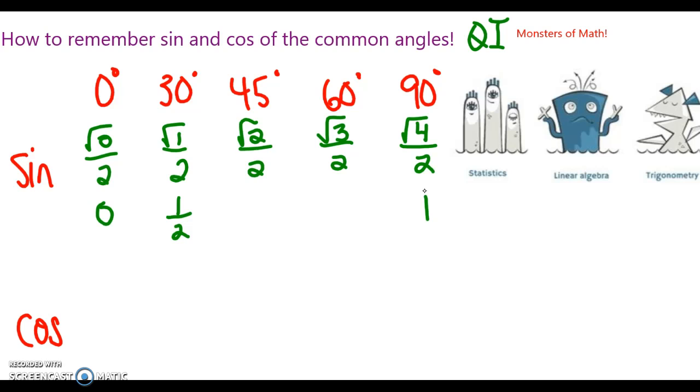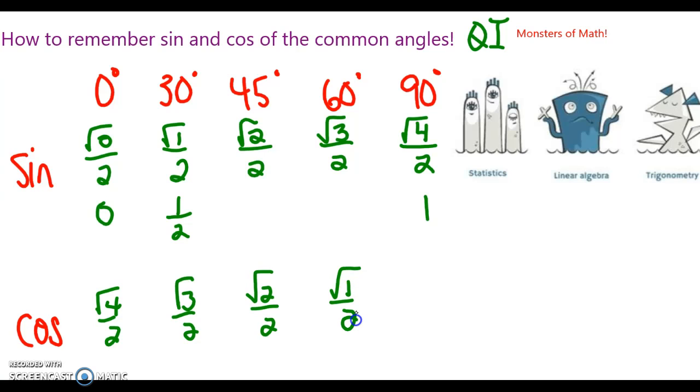And then for cosine, instead of the numerators going in ascending order, they go in descending order. So rad 4 over 2, rad 3 over 2, rad 2 over 2, rad 1 over 2, and rad 0 over 2. And again, rad 0 over 2 is going to simplify to 0. Rad 1 over 2 is going to simplify to 1/2. The rad 2 over 2, the rad 3 over 2 stay the same, and rad 4 over 2 simplifies to 1. So that's just a quick, easy way that you can remember the sine and cosine of the common angles in that first quadrant.